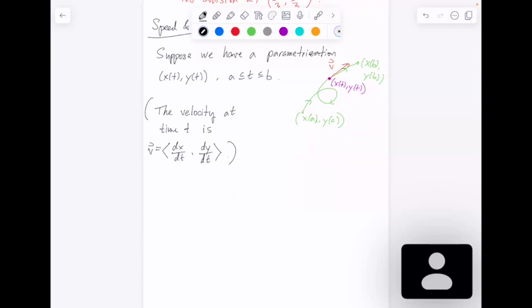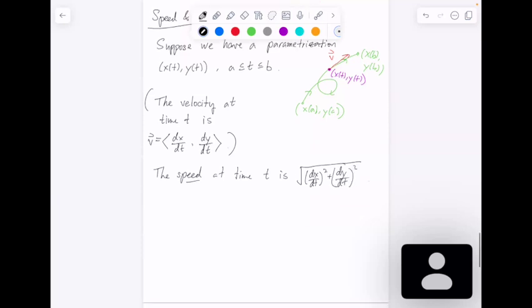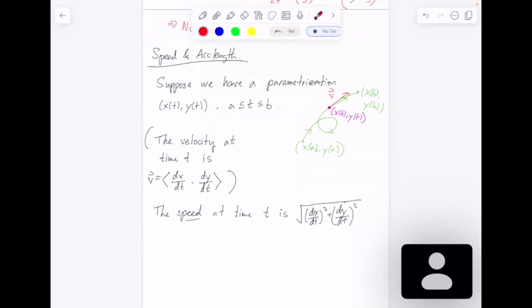The part that I will tell you that you should be responsible for in this section is the speed. The speed at time t is given by the square root of (dx/dt) squared plus (dy/dt) squared. The rough intuition of this is, there's a way to rigorously show this, but if you imagine at any given moment here, the speed is the length of this arrow here in red. So at each point in your parameterization in time, you have associated an arrow.